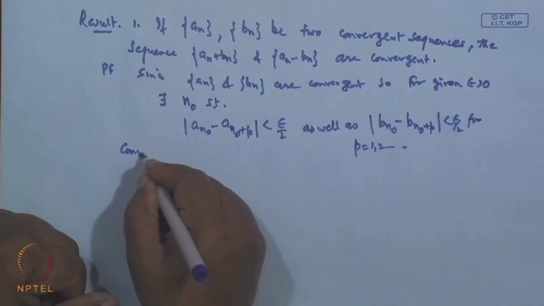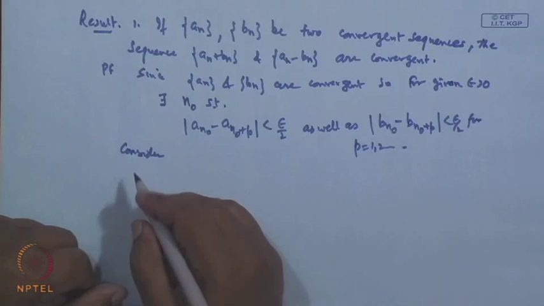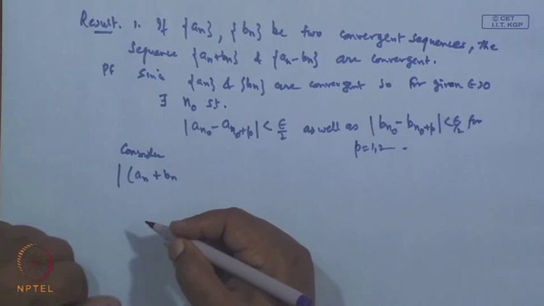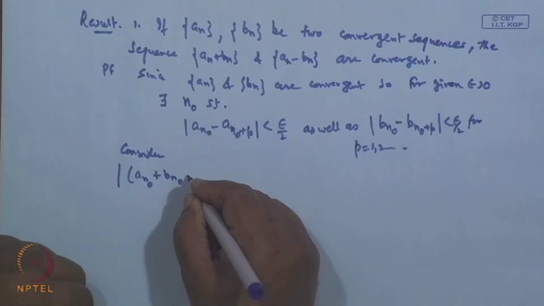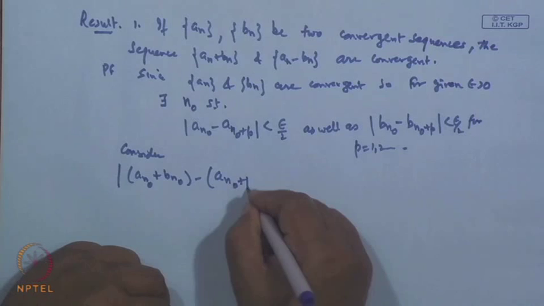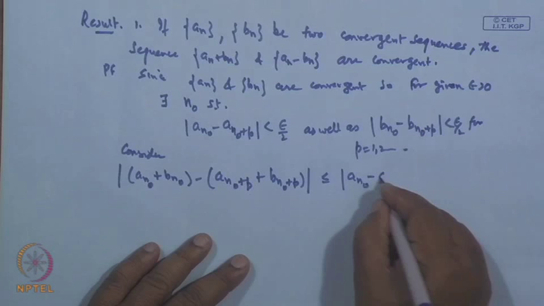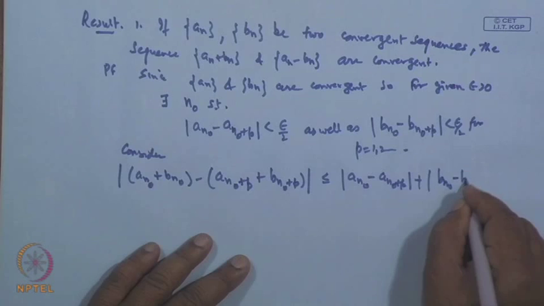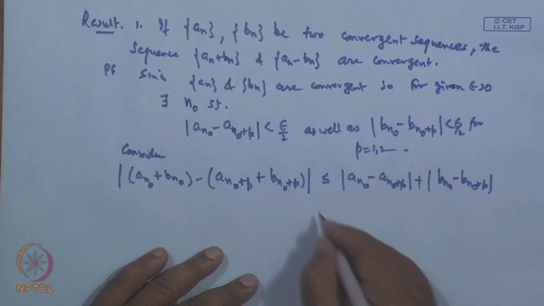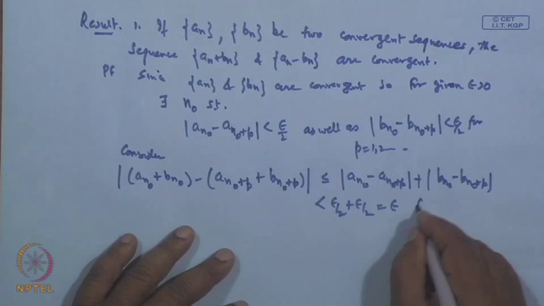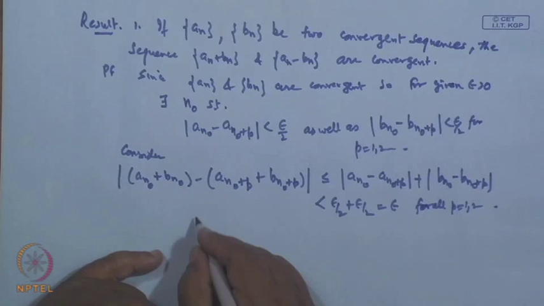Now, consider mod of (a_{n0} plus b_{n0}) minus (a_{n0+p} plus b_{n0+p}). Now, this will be less than or equal to mod of a_{n0} minus a_{n0+p} plus mod of b_{n0} minus b_{n0+p}. And this is less than epsilon by 2, and this is less than epsilon by 2, so this is less than epsilon for all p equal to 1, 2, 3. Therefore, the sequence a_n plus b_n is convergent.